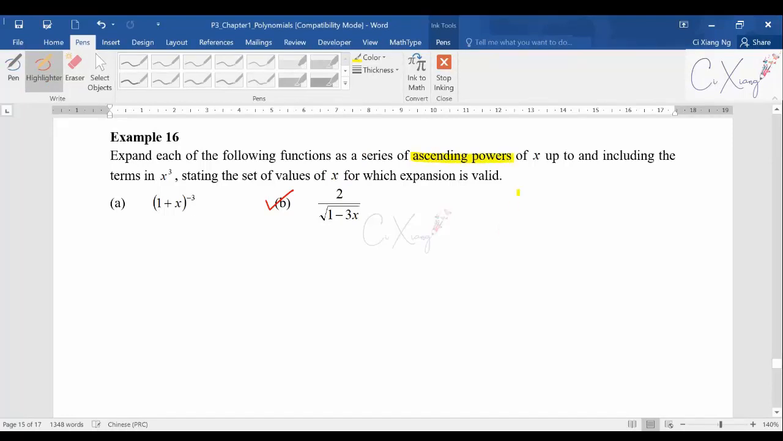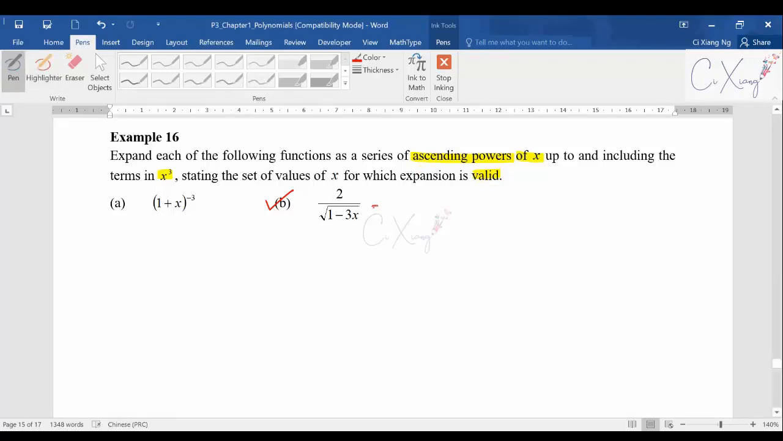So usually in ascending power, no need to worry, because when you expand everything, it is always in ascending power. Alright, they say up to and including the terms in x power 3. So that means you should expand until x power 3. And also they want you to write out the values of x for which the expansion is valid. So that means they want you to write out the valid value of x for this expansion. Okay, so you have to read carefully first before you do any expansion here.